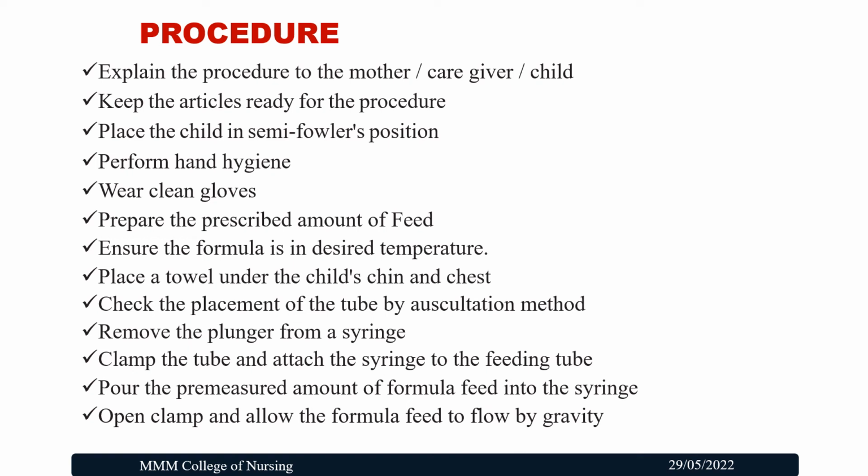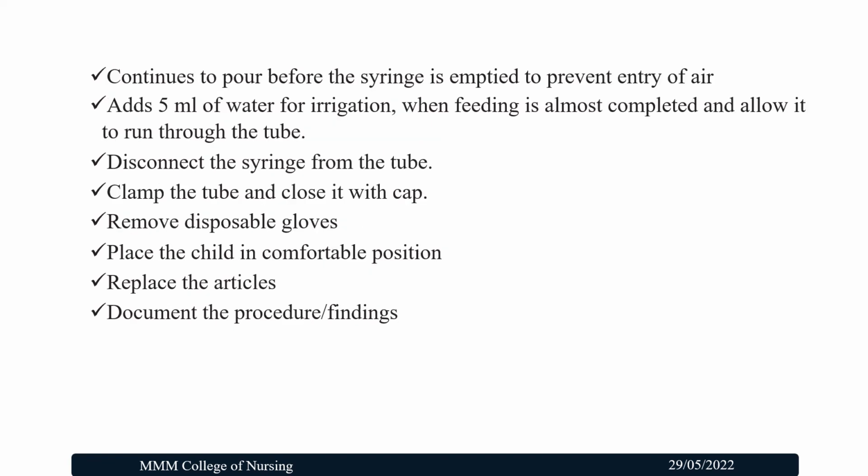Check the placement of the tube by the auscultation method, and then remove the plunger from the syringe. Clamp the tube and attach the syringe to the feeding tube, and then pour the pre-measured amount of formula feed into the syringe, open the clamp, and allow the formula feed to flow by gravity. Continue to pour before the syringe is empty to prevent air entry, and add 5 ml of water for irrigation when the feed is almost completed and allow it to run through the tube.